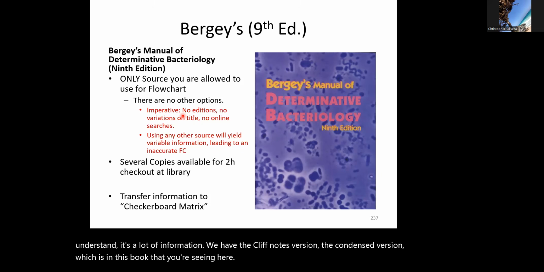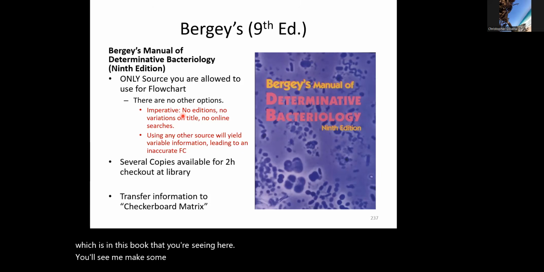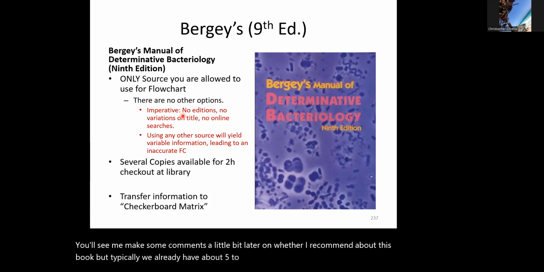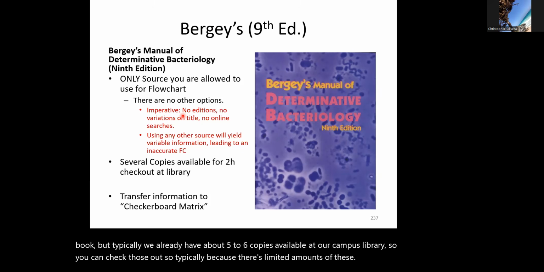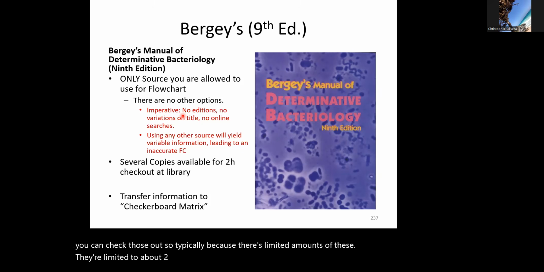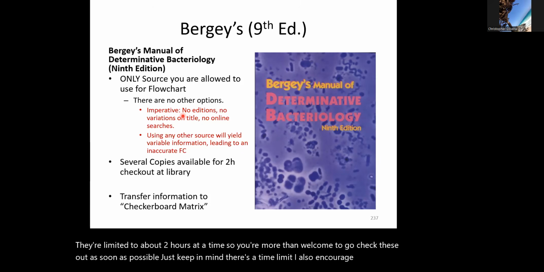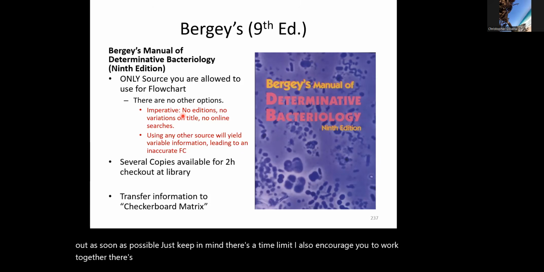Now, you'll see me make some comments a little bit later on what I recommend about this book. But typically, we already have about 5 to 6 copies available at our campus library, so you can check those out. Because there's a limited number of these, they're limited to about 2 hours at a time. Okay, so you're more than welcome to go check these out as soon as possible. Just keep in mind, there's a time limit. I also encourage you to work together. There's nothing wrong with sharing these, so you can all go together and start getting the information you need there.